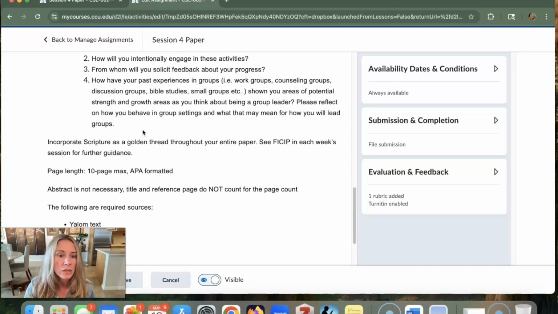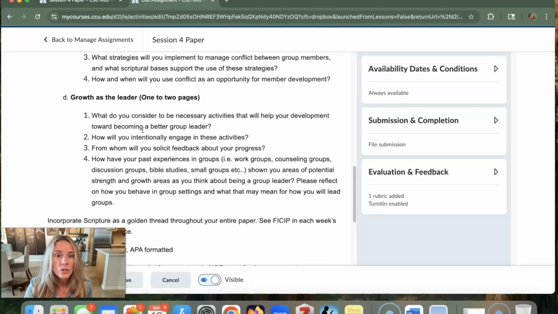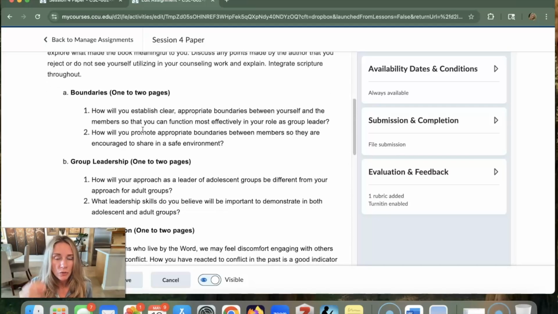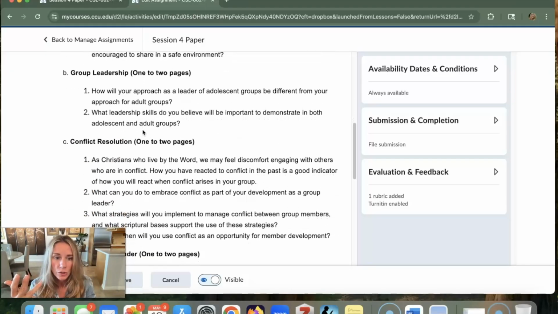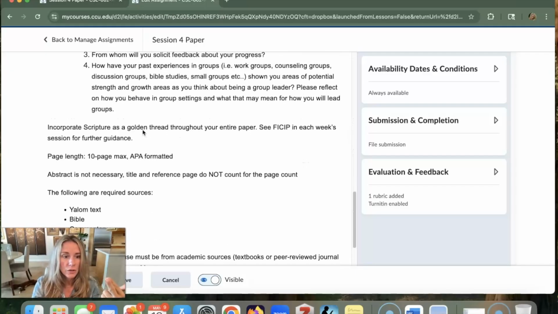Okay, very important. Page length is 10 pages max, APA formatted. Now remember, you're going to have a first level heading at the end called conclusion, and you're going to have a single concluding paragraph that ties everything in a nice bow. Yes? So if we talked about 1 to 2, if it was 2 pages on boundaries, 2 pages on leadership, 2 pages on conflict resolution, 2 pages on growth as the leader, that's only, is that 8 pages?